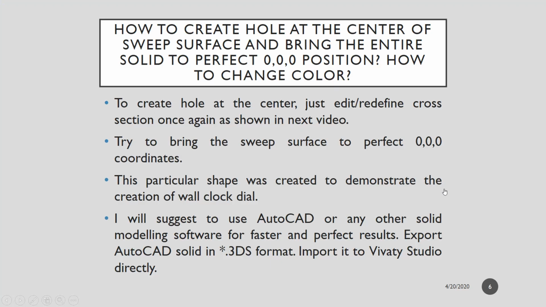There may be some problem at the joining. So how to create the hole at the center and how to bring the entire swept surface to perfect 0, 0 position? Let us see. To create a hole at the center, you can edit or redefine the cross section once again as shown in the video. Try to bring the swept surface to perfect 0, 0 coordinate. This particular shape was created to demonstrate the creation of wall clock dial, and as I have said, you can use AutoCAD very well. If you know AutoCAD, you can create the required solid in AutoCAD and export it into 3ds format and directly import into the Vivity Studio.